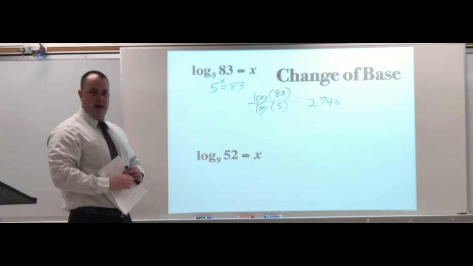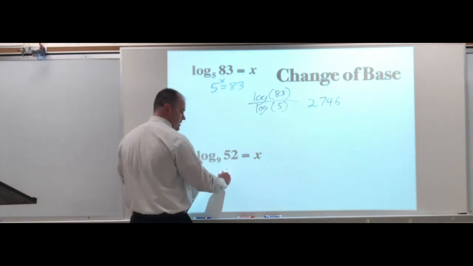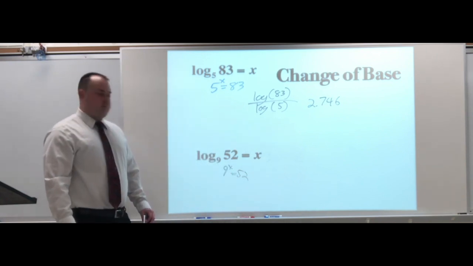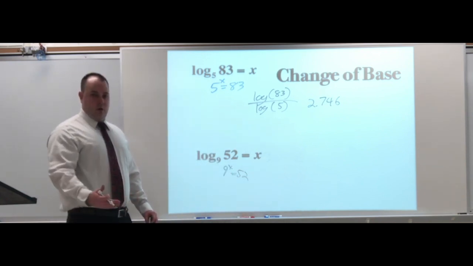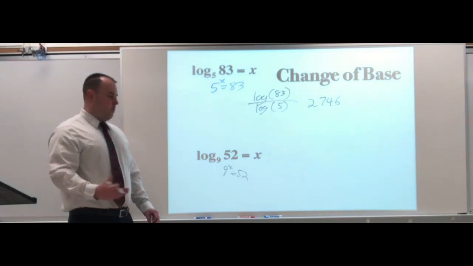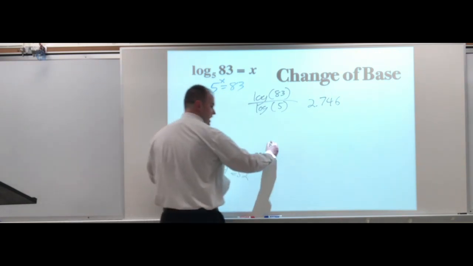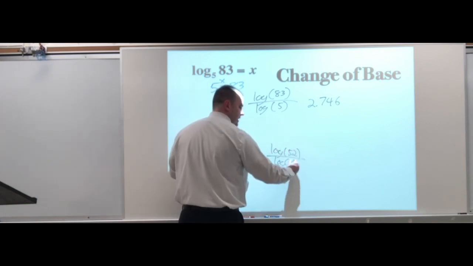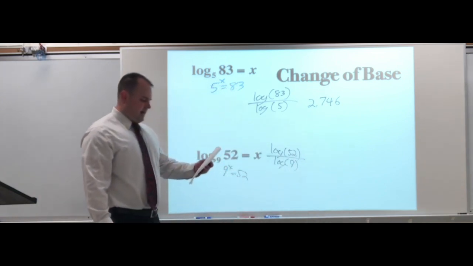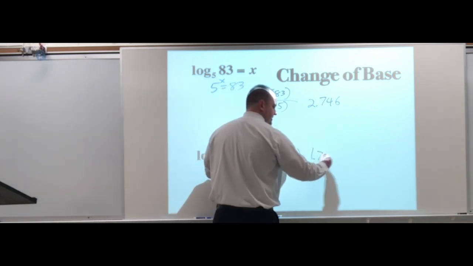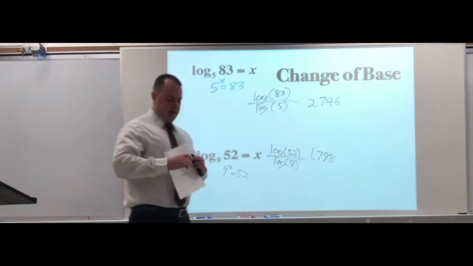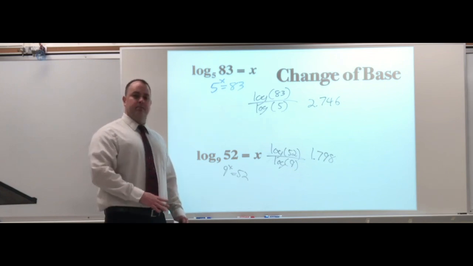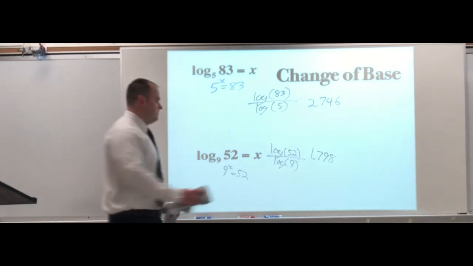Here we have log base 9 of 52. So same thing, if we look at 9 to the x power equals 52, 9 squared is 81, so right there the answer is between 1 and 2. So we need to get a better answer. So log of 52 divided by log of 9. Plugging that in, I have 1.798. Round to 3 decimal places, okay? And we would go on from there. Again, this is going to be important when we start solving these equations.